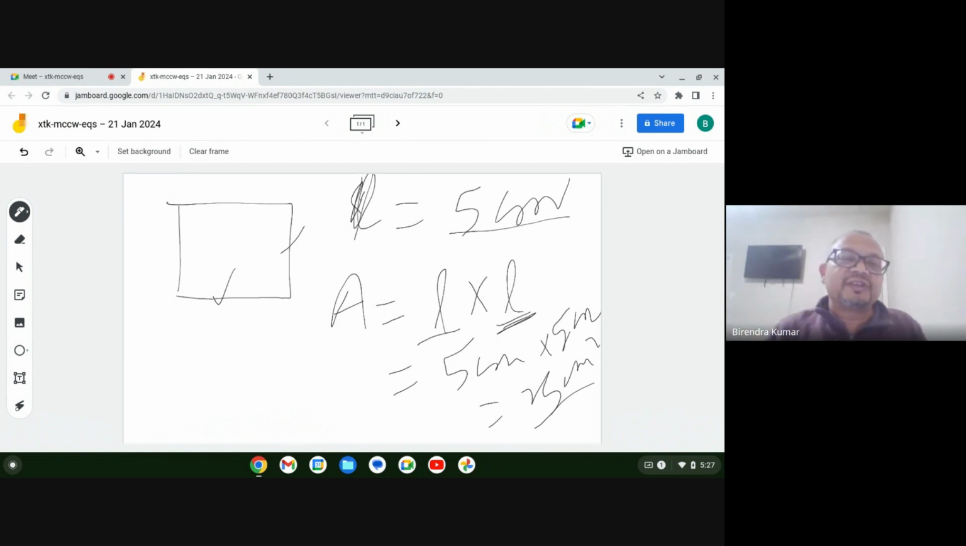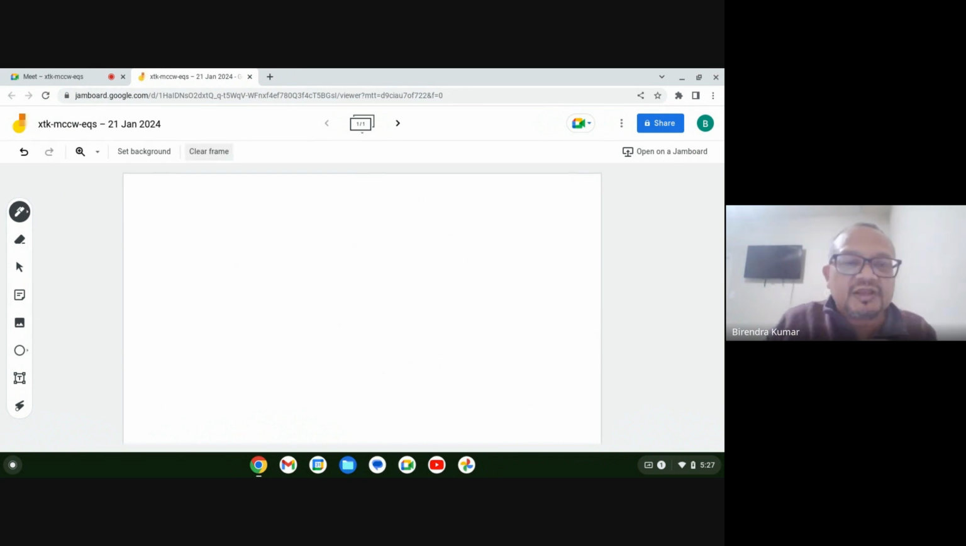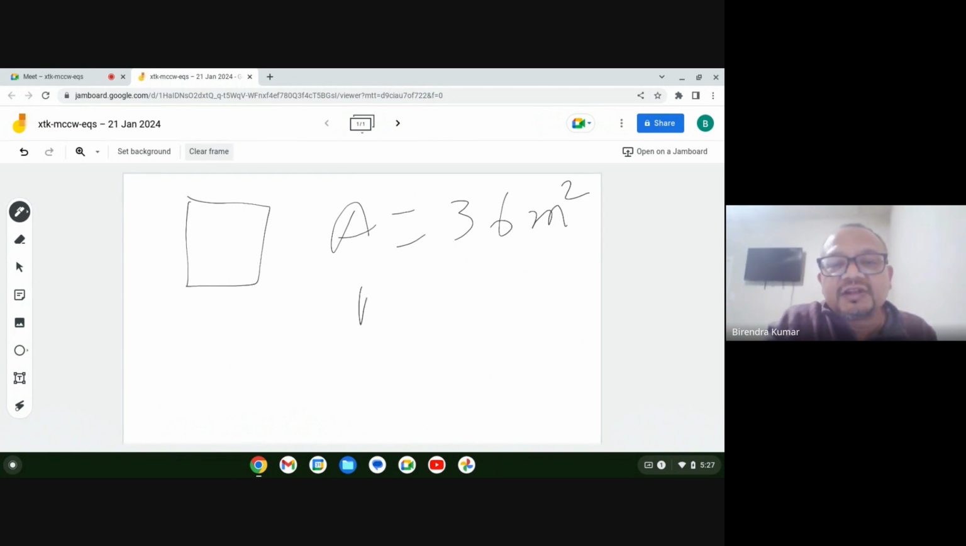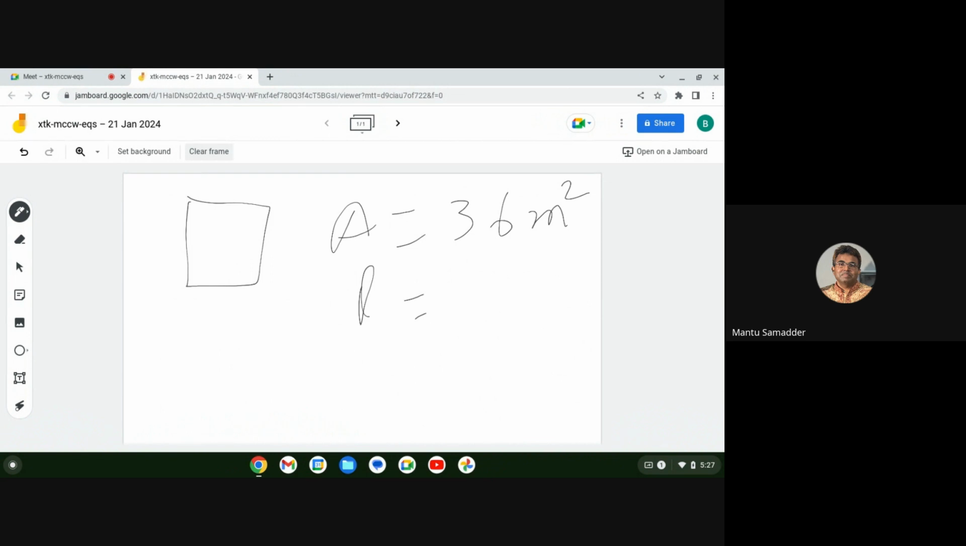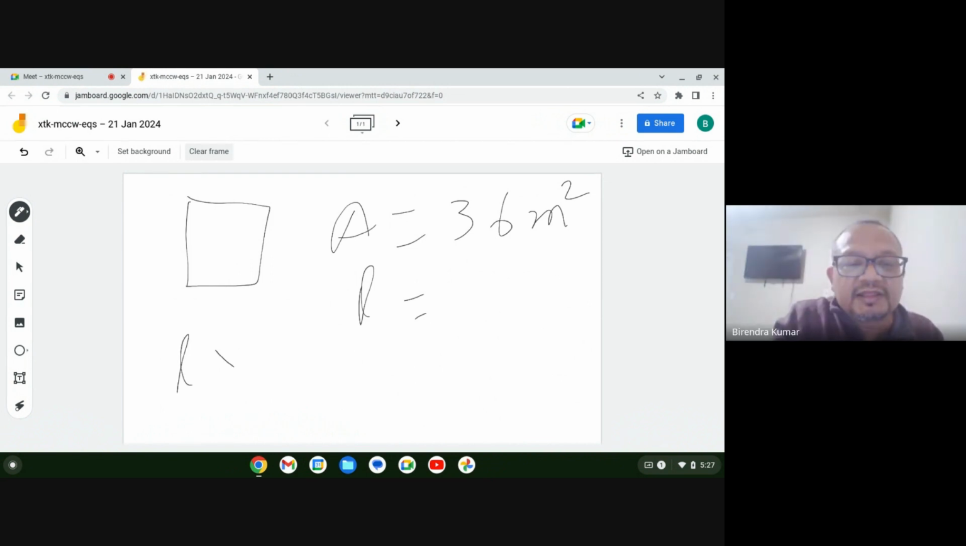Same way, you'll be asked that you have a square with a certain area. Find out the side. So let's say there's a square with area equals 36 meter square. Find out the length of its side. So what you know is length into length equals area for a square, right? Meaning something is multiplied by itself to get this one.